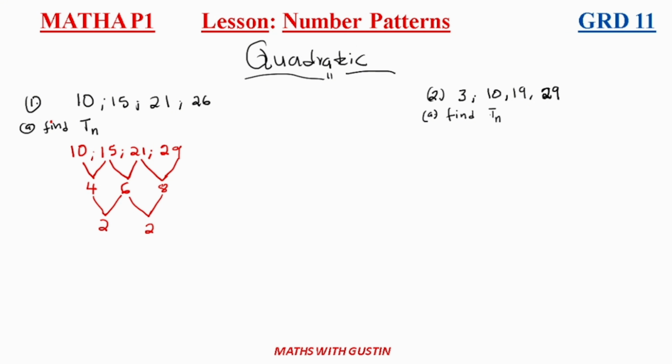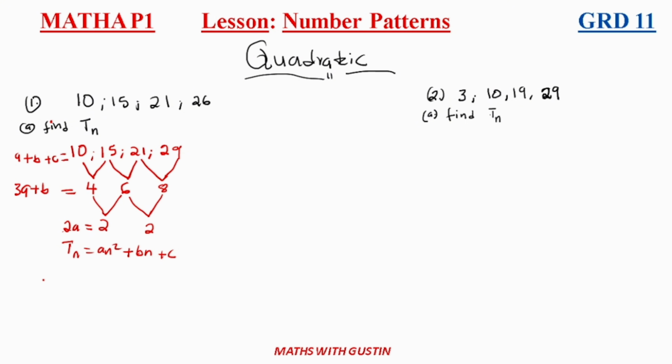And I had said to you guys in the lesson video that when you're doing this, you know the general formula for Tn of a quadratic pattern is Tn equals an squared plus bn plus c, and therefore we said 2a is equal to that, and then we also said 3a plus b should be equal to that one, and then a plus b plus c should be equal to this number here.